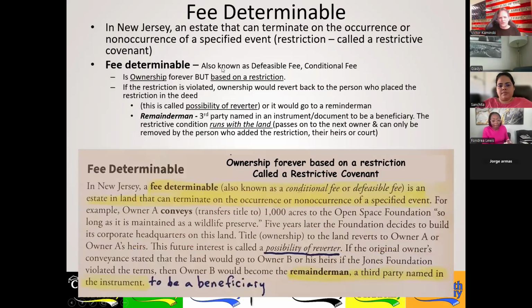Fee determinable, also known as a defeasible fee or conditional fee, is ownership forever, but it's based on a restriction. If the restriction is violated, the ownership reverts back to the person who placed the restriction in the deed. This is called the possibility of reverter. Or it would go back to a remainder man, a third party named to be the beneficiary.